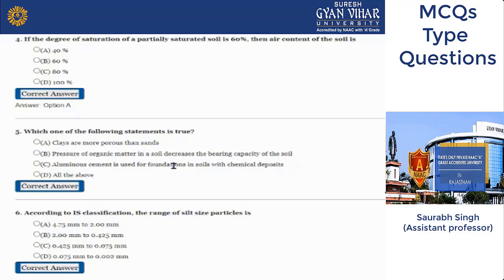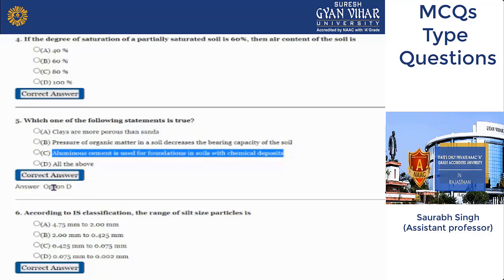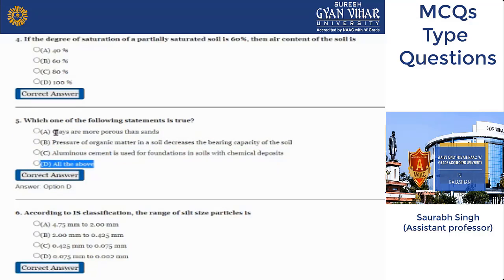And aluminous cement is used for the foundation in the soil with chemical deposits, and all of the above. Let's see what the answer will be. Yeah, the answer will be D. It means all the sentences given here are correct, and that's why your right answer will be D, and the option is all of the above.